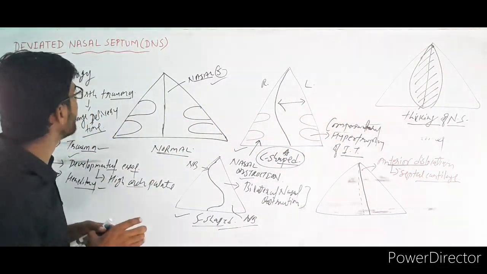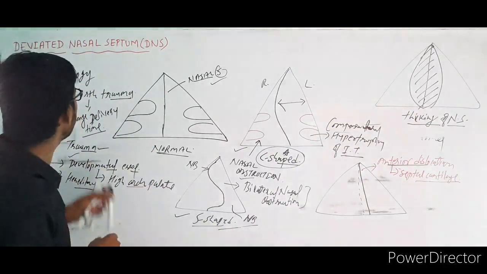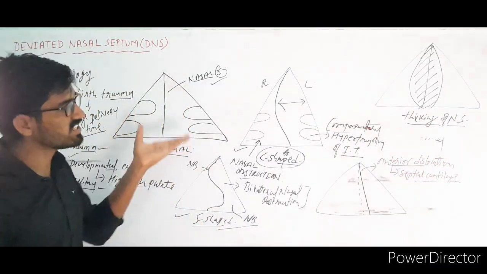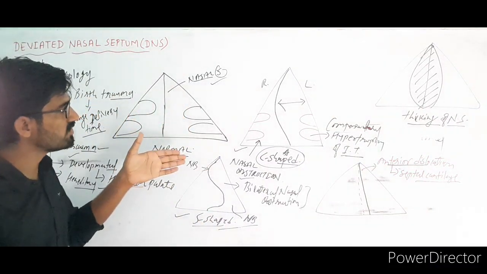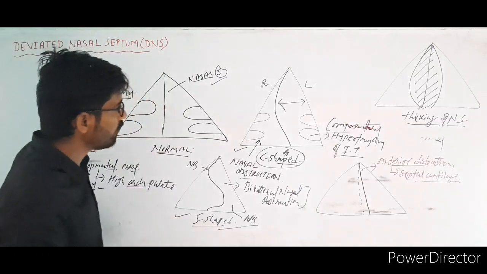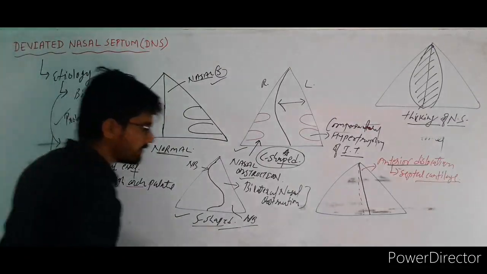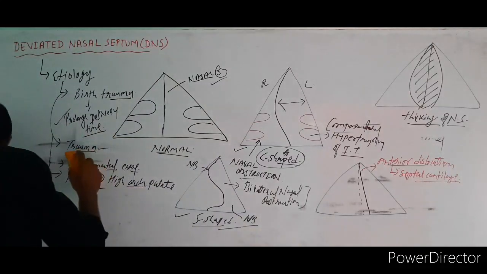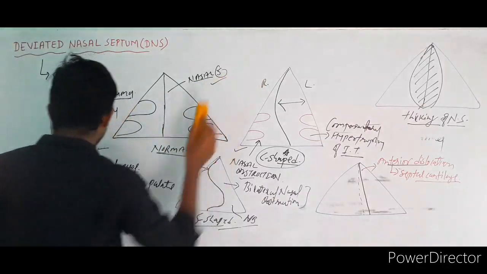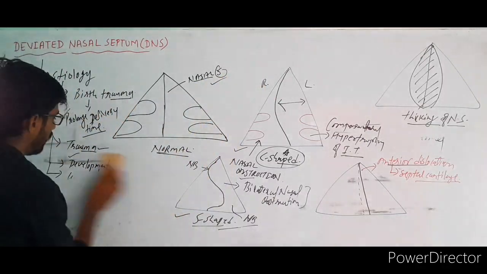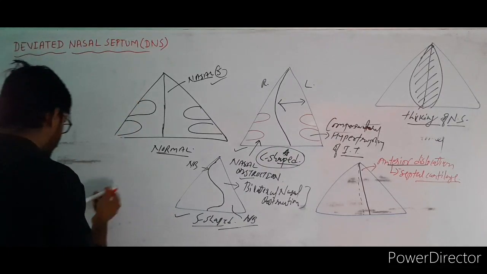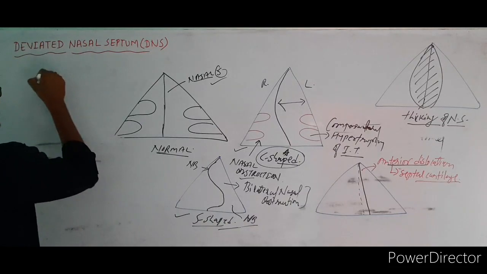These all are the different types of the deviated nasal septum. In the exam you can be asked anything about this nasal septum, in which structure what is happening, and all things. Now we have to discuss one more thing, that is clinical features. Etiology is over, and types are done, and now we are going to see the clinical features.